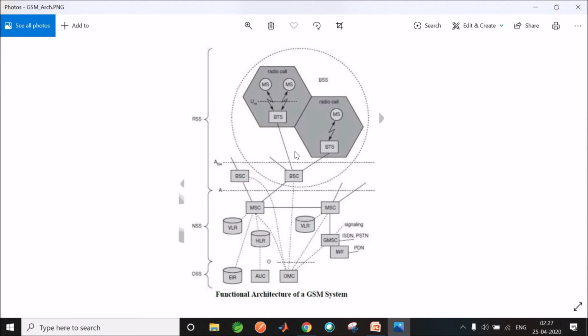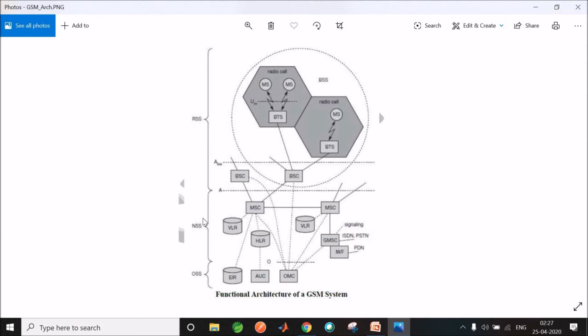VLR is the visitor location register, HLR is the home location register, EIR is the equipment identity register, AUC is the authentication center. Now, what is an HLR? HLR actually is a database which stores permanent data about subscribers, their profile, location information, status, etc. Subscription information, what you have subscribed for, what are your plans, what is your name, where are you currently now. Everything is made available in HLR.